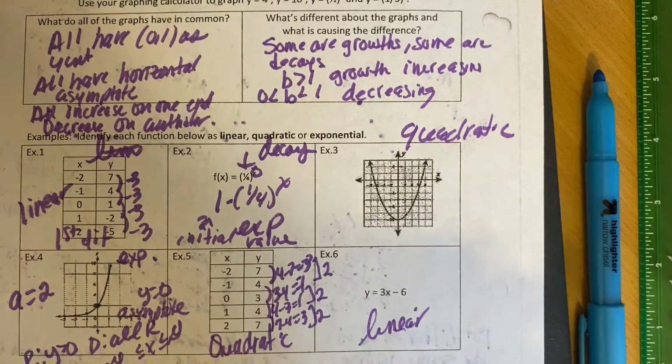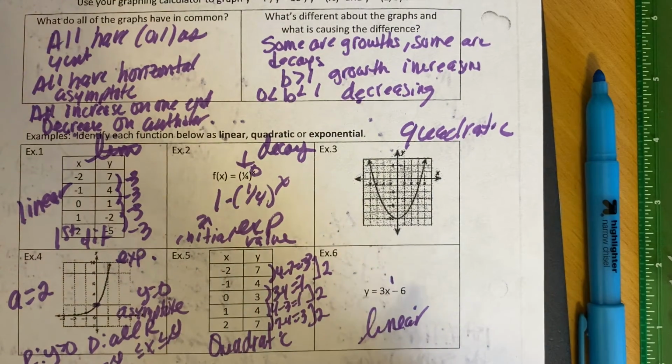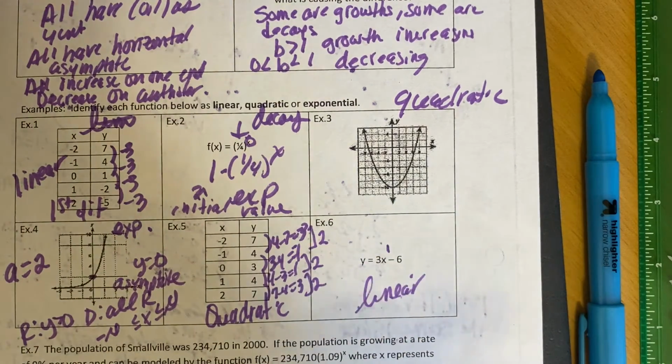Example number 5 is quadratic. The second difference is 2. Number 6 is linear because it has an exponent of 1, and that tells me this is going to be linear. This is the form y equals mx plus b.